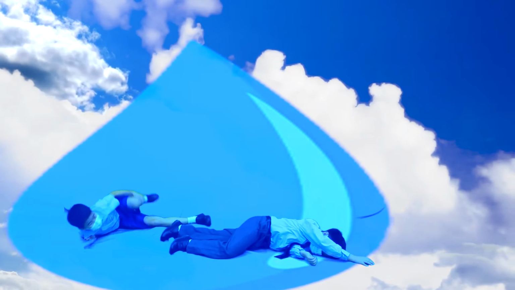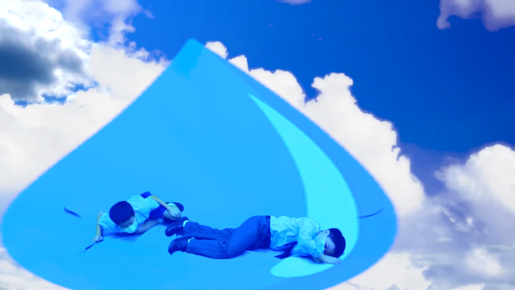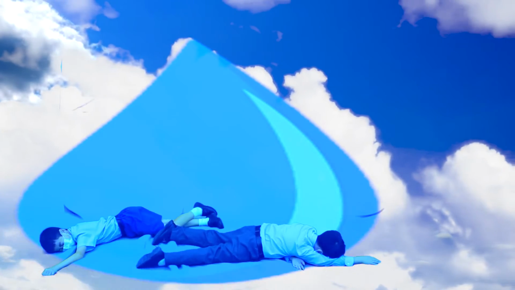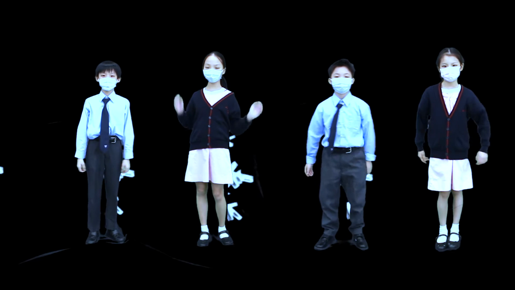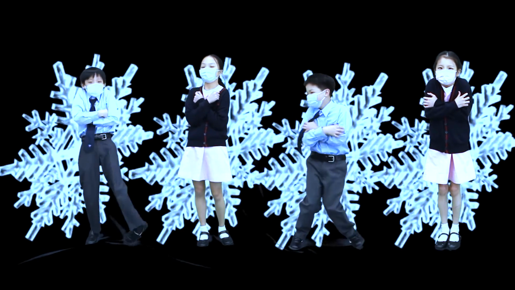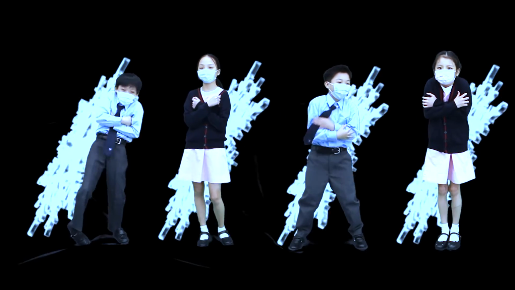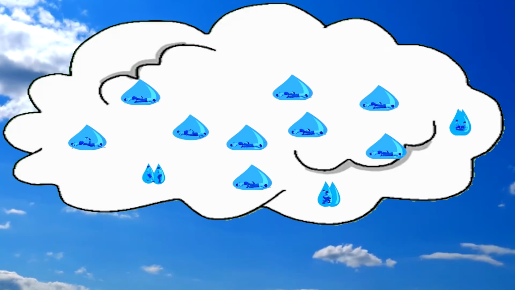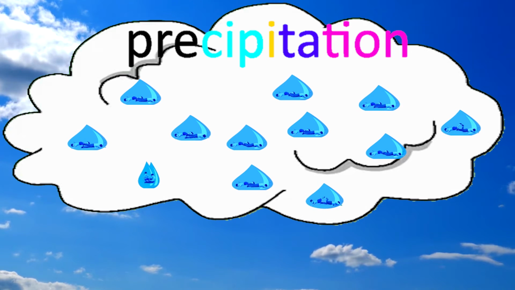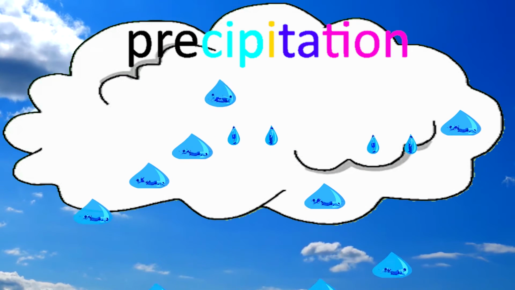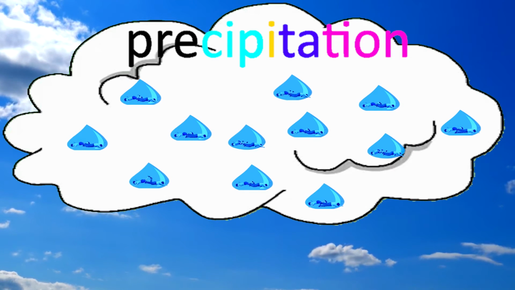When the drops are too big and there is too much water in the clouds, do you know what will happen? That's right. They will fall down. Some of the water will be rain. Some will be snow. And some will be ice. When water falls from clouds, this is called precipitation. Let's read that again. Precipitation.